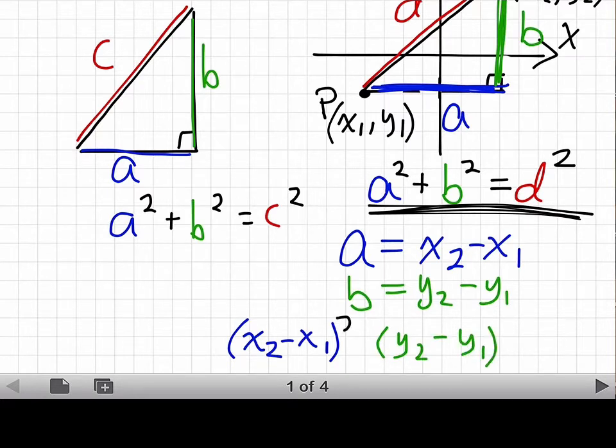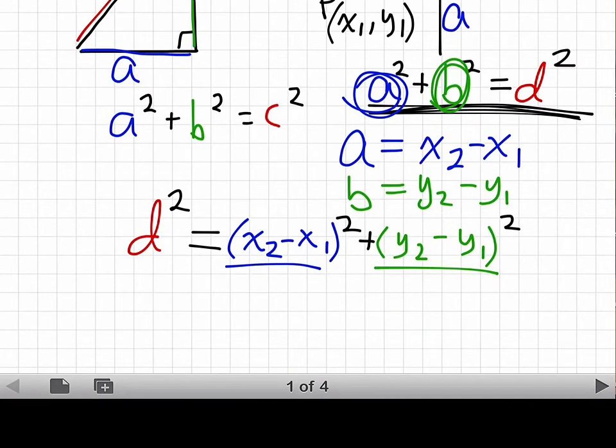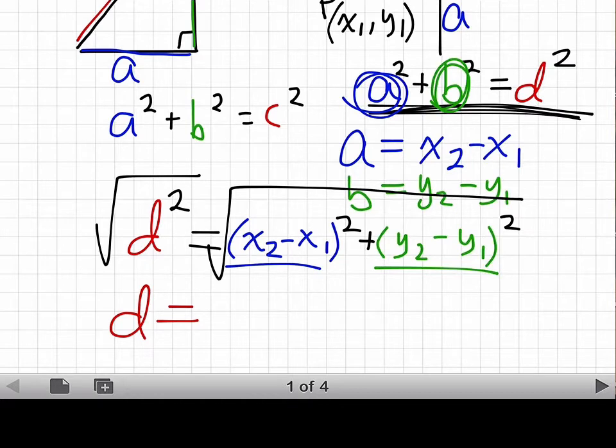Now, each of these is squared. There's a plus in between them. And I'm going to go ahead and write down the d squared equals on the left-hand side. So now I have d squared is equal to, what had been a squared is now (x2 minus x1) quantity squared. What had been b squared is (y2 minus y1) quantity squared. But I don't want the square of the distance. I want the distance itself. The way I'm going to find that is to take square roots of both sides.